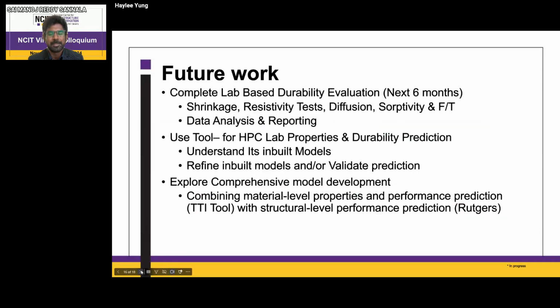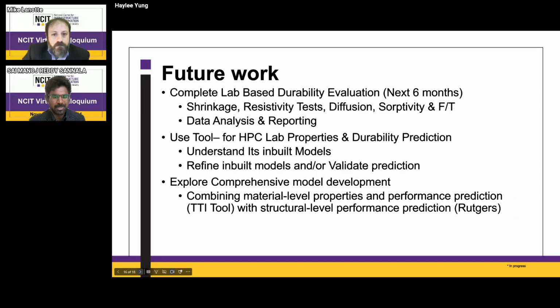Next slide. The future work, the plan for the next 6 months, is completing the lab-based durability evaluation and integrating it into the model, predicting properties in terms of service and durability, and also combining these material-level properties with the structural-level properties being performed at Rutgers.